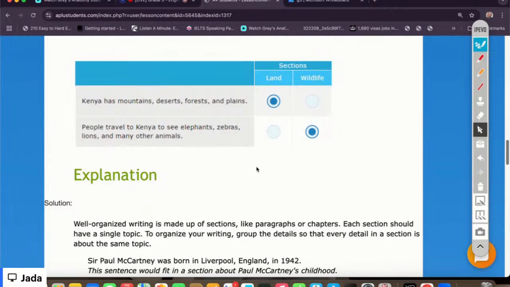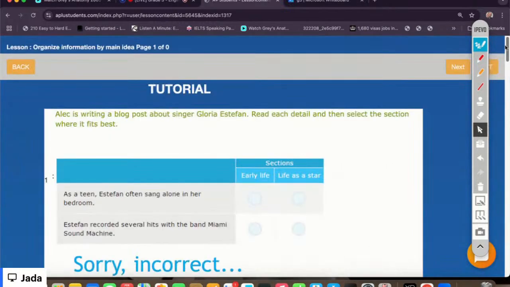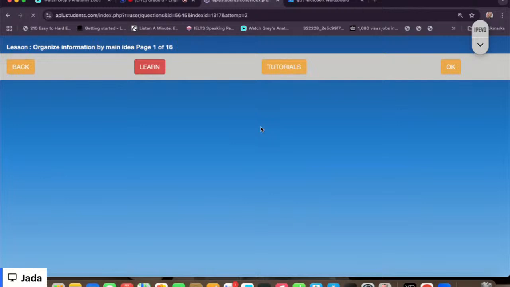But then let's look at, for example, you mix up the animals in Kenya and also the mountains, deserts, forests, and all of them. You mix them up together. It can get confusing, and your reader might not really pick up the points that you're trying to explain. So you have to make sure that you put them in sections. That's why you can see that this section is about the land, and then this section is about the wildlife. So we can know that the second section is talking about animals, and then the first is talking about the land. So we'll move on to the test and you all can share your answers with me.